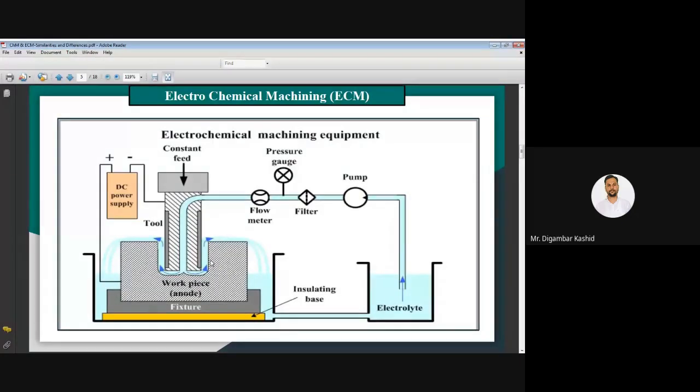And in between your tool and your workpiece there is a small gap. It is called the inter-electrode gap, and in that inter-electrode gap we have to flow our electrolyte. Due to the ion dissolution, when that electrochemical reaction happens, when we give sufficient potential difference between your tool and your workpiece, that is the basic principle behind electrochemical machining.